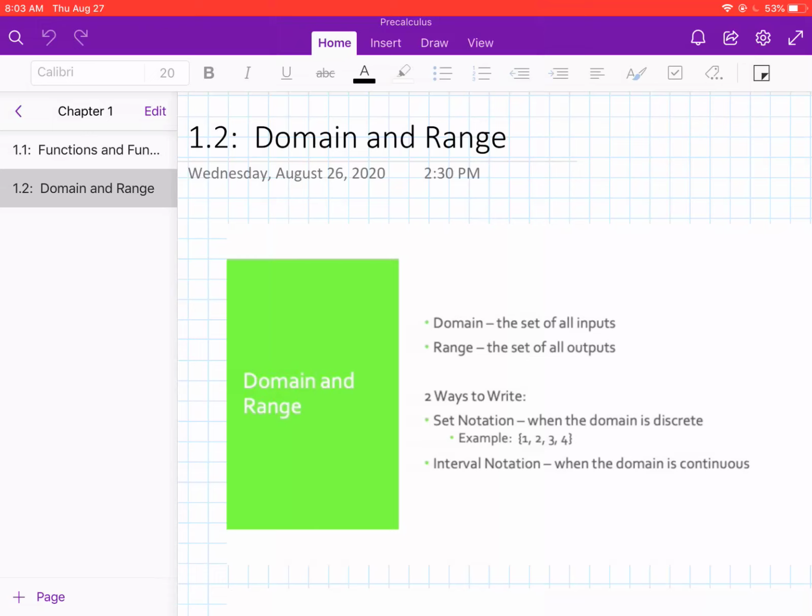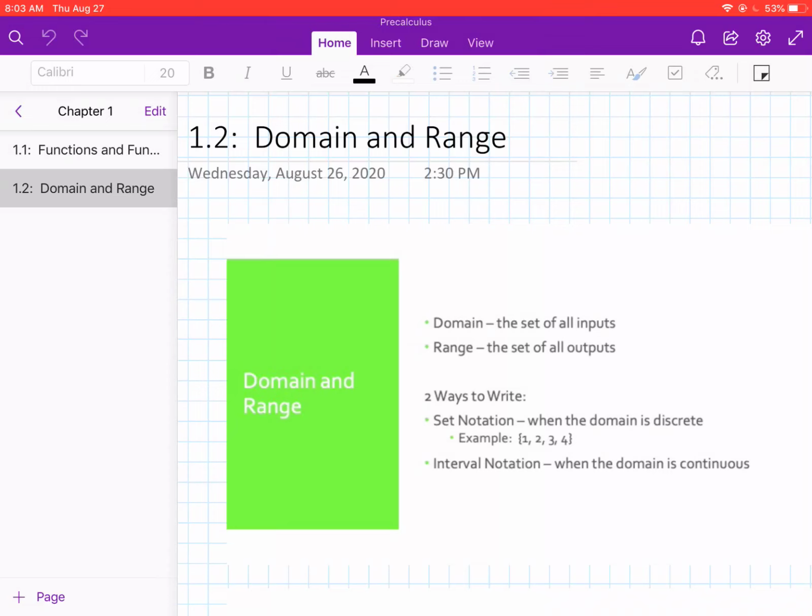This is section 1.2, domain and range. So last time we talked about functions and relations, and we talked a little bit about domain and range, but today we're going to focus on it a little bit more. So remember, domain is the set of all inputs, so all the x values, and range is the set of all outputs, or the y values.